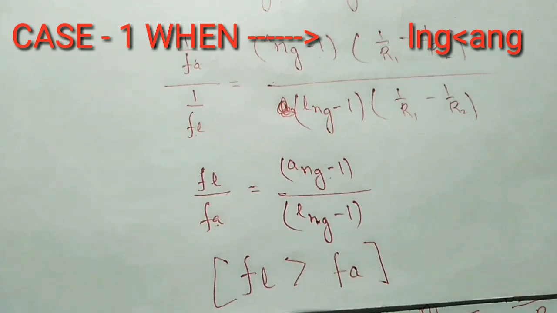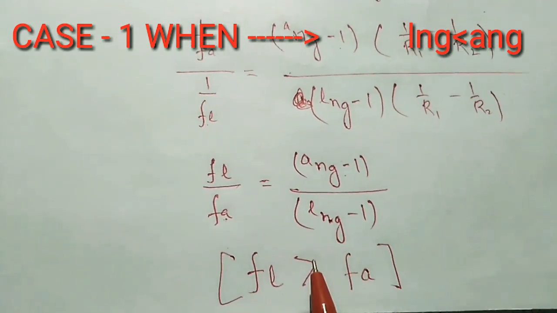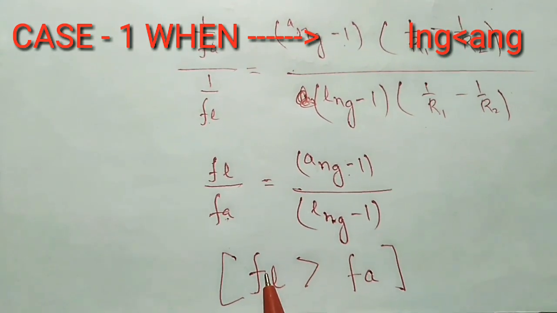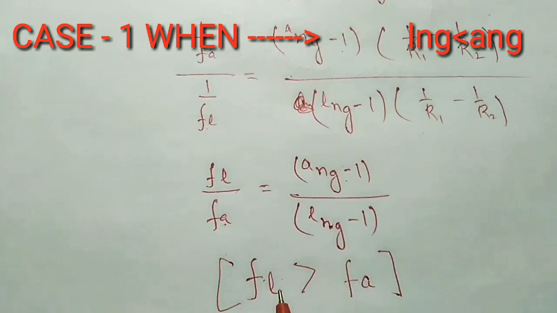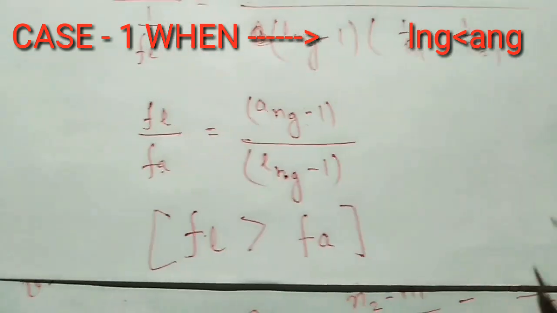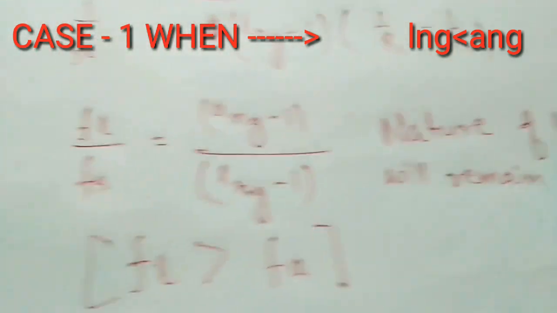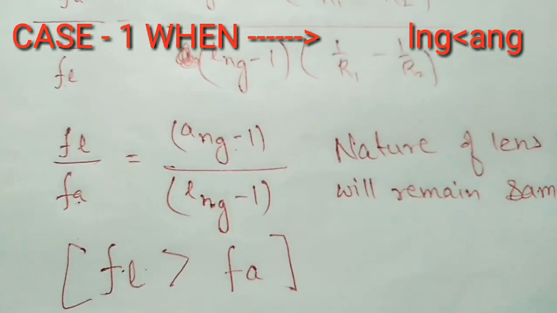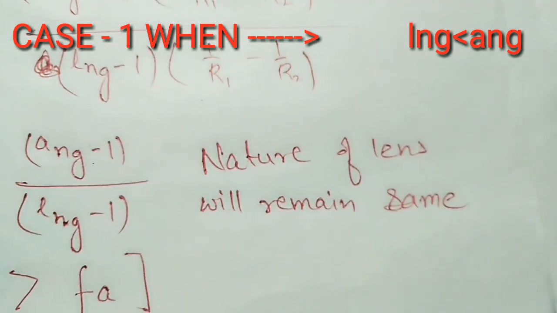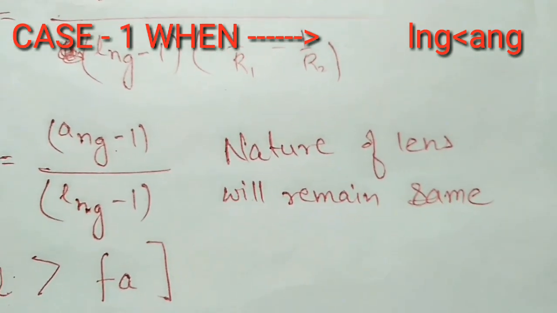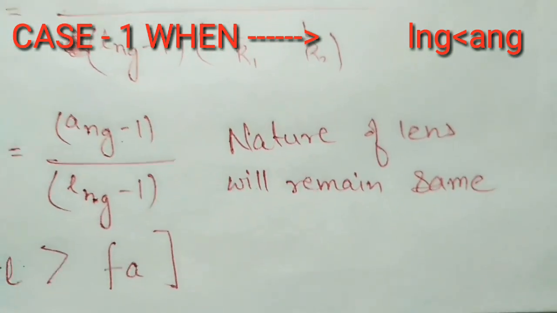So what you found is that whenever the lens is placed inside a liquid, the focal length of that lens will increase. But remember this, the nature of the lens will remain the same. Nature means the type of lens. If it is converging, it will remain converging, or if it is diverging, then it will always remain diverging.